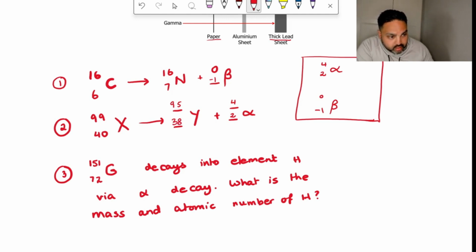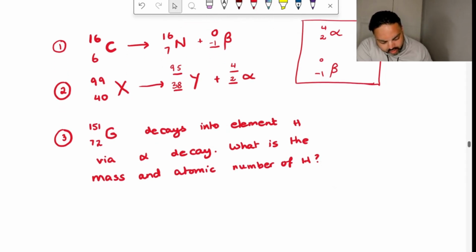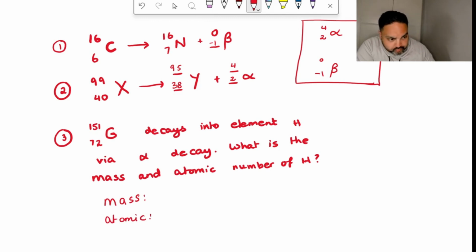Right, very quickly, tell me in the chat if you want me to do one more like that. Do you want me to do one more question like that? In fact, have a go at question 3. What is the atomic number and the mass number? What is the mass? No worries, I will. And what's the atomic number for question 3? What's the mass and what's the atomic number?